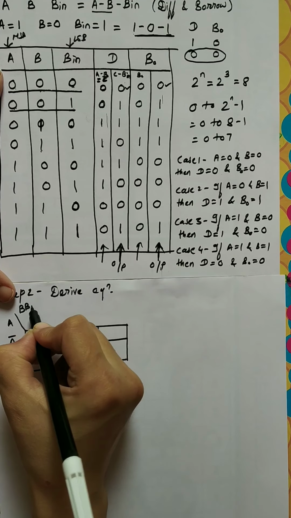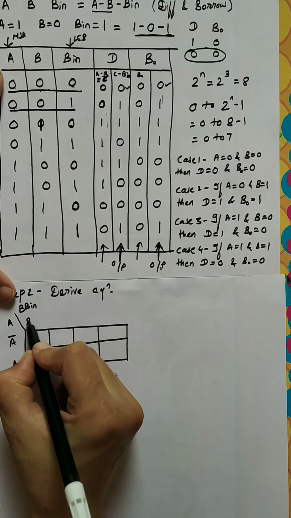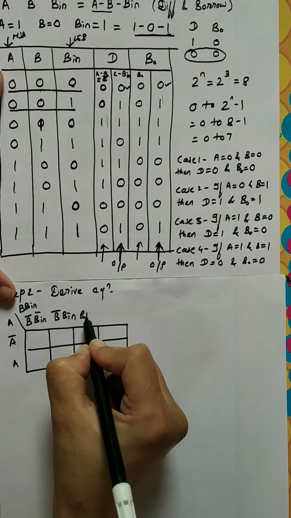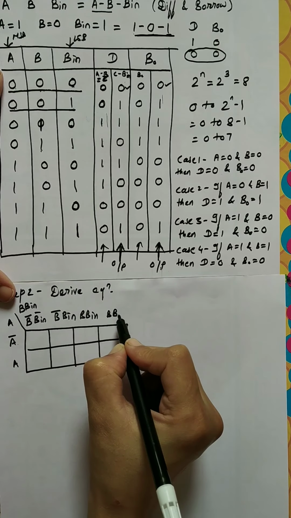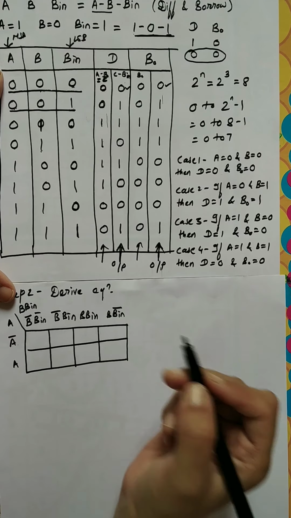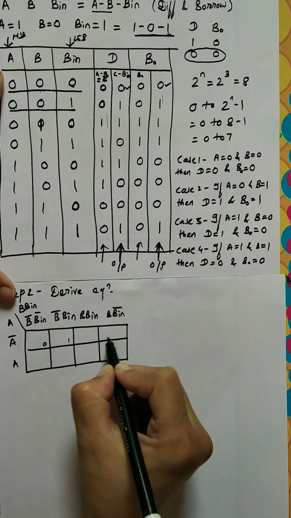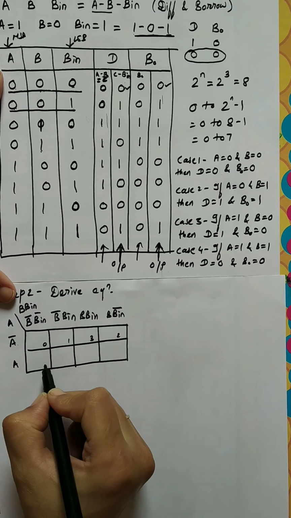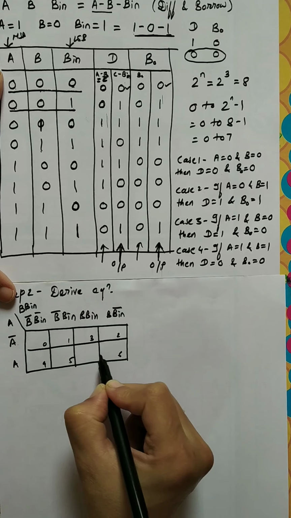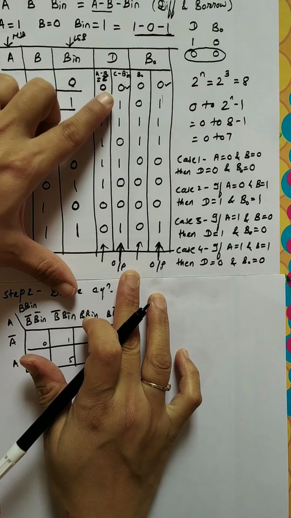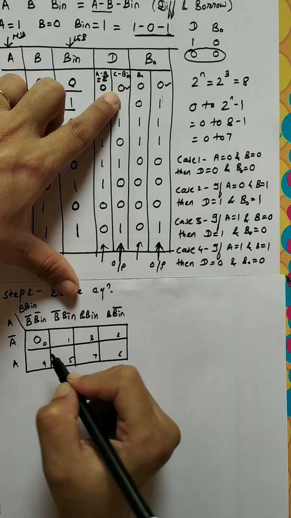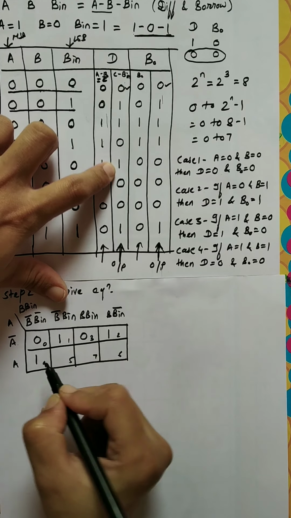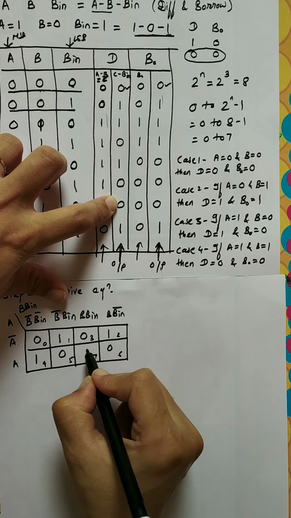Now the LSB bits I'll write on the column side. So here B bar C bar, B bar C, B C and B C bar, right? Now I want to map the outputs of this difference in this truth table. So 0 number output is 0, so I'll write 0 in the 0 number box. 1 number output is 1, 2 number output is 1, 3 number output is 0, 4 number output is 1, 5 number output is 0, 6 number output is 0 and 7 number is 1, right?